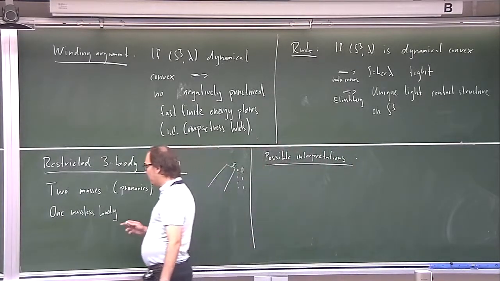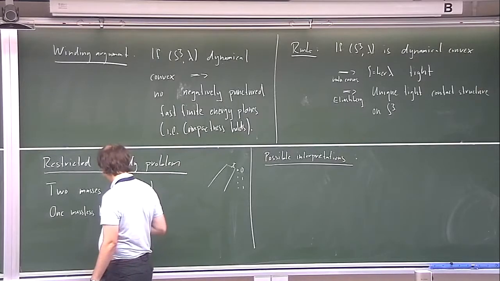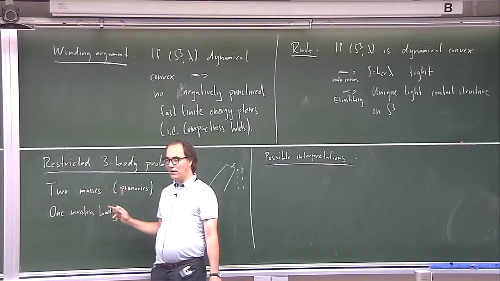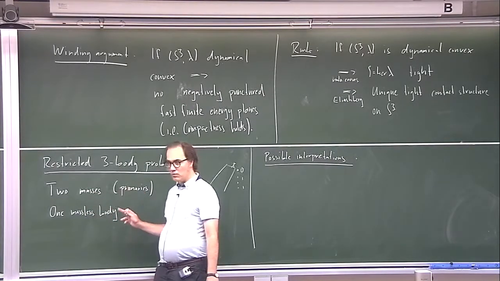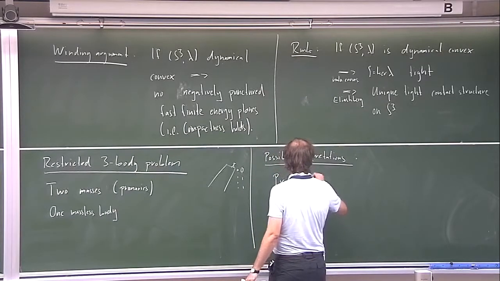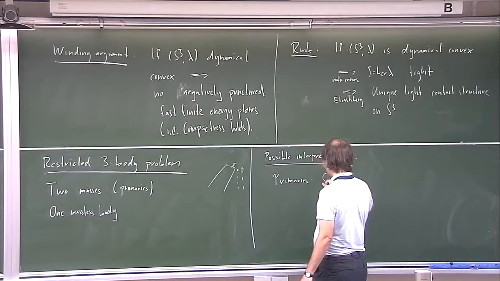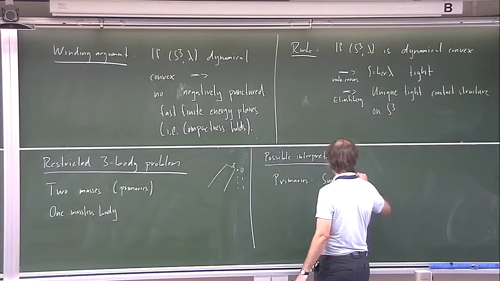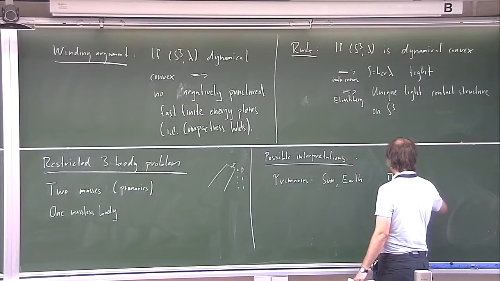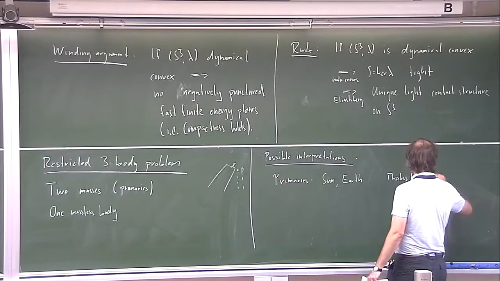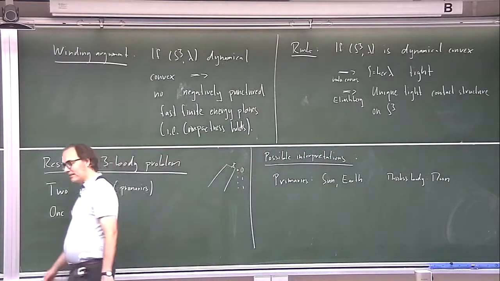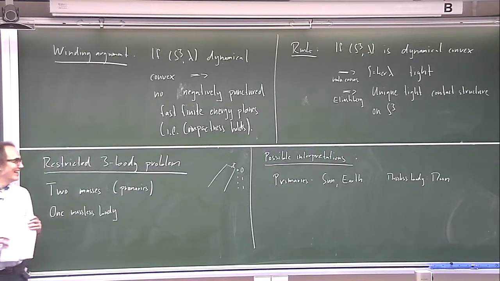And so this is probably the classical interpretation of how this problem arose. The two masses, the primaries, are the Sun and the Earth, and the massless body is the Moon. And since the Moon is difficult.